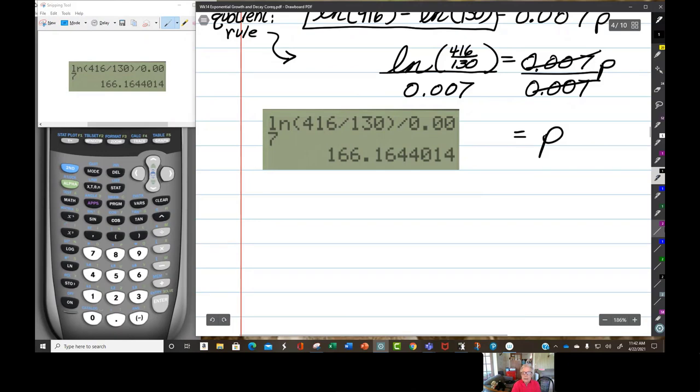Okay, we round to two decimal places. This 4 will not cause the 16 to go up to a 7. Therefore, our equilibrium price will be $166.16.